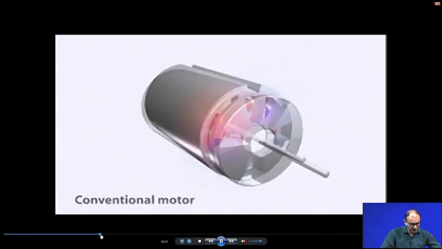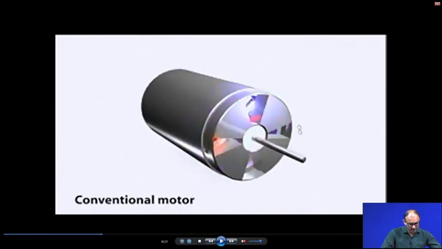Now, this is a conventional motor, where we have a stator and a rotor. The rotor rotates and the stator is around the rotor, and because of this arrangement you get a circular or rotational motion in the conventional motor.